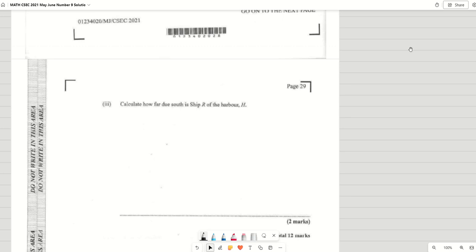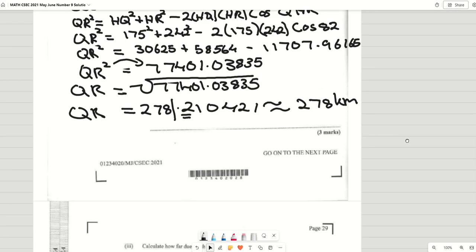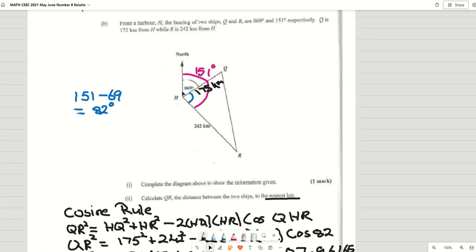Alright, let's look at this. Calculate how far due south is ship R of harbor H. So we're starting from H, and we know south is going downwards. If up is north, then this is south. So they want to know how far down is this H to R. We can't go sideways, so we're going to go south and then connect this line to this line here.